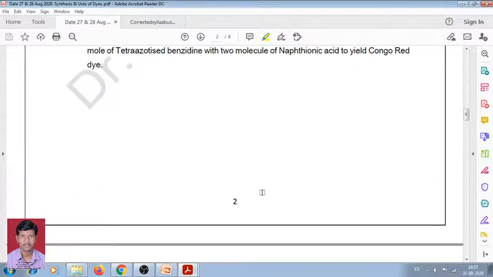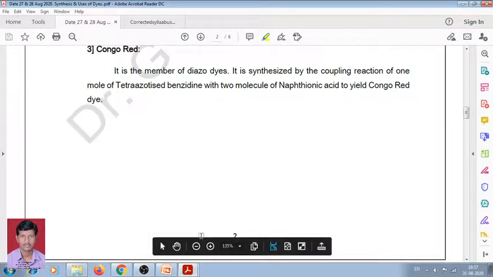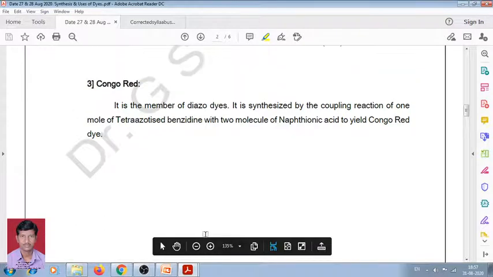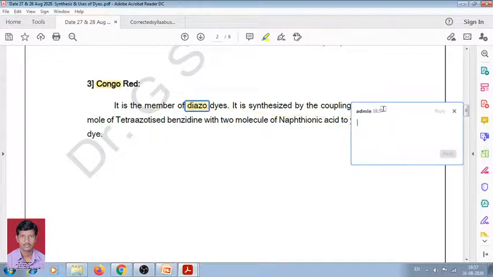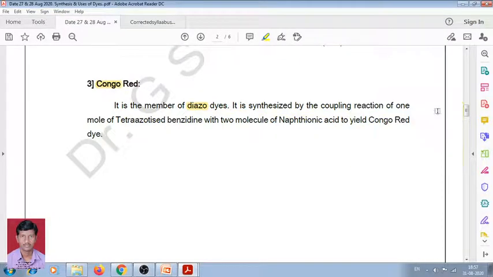that is Congo red. Okay, because Congo red has been included in our syllabus. Then what is Congo red? This Congo red is a member of diazo compounds. Means we have learned about the classification of dyes based on the method of application, and there was the fifth class, that is developed dye, which is azo dye, diazo compound. Means this also belongs to that type.